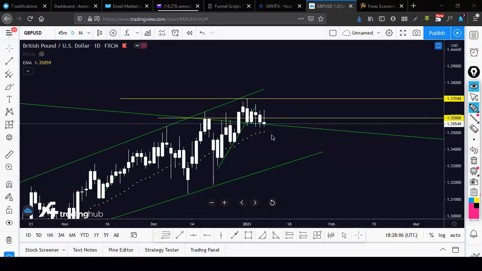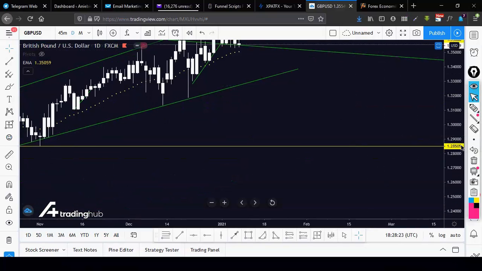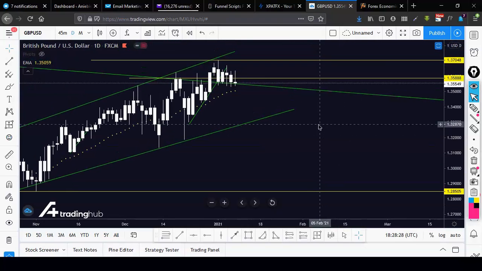So for now, if you want to sell, you can place your stop loss above Friday's or Thursday's high, that is around here. Then your TP can be at this trend line or at the bottom where you have my target zone. This 1.2850 is the final TP.